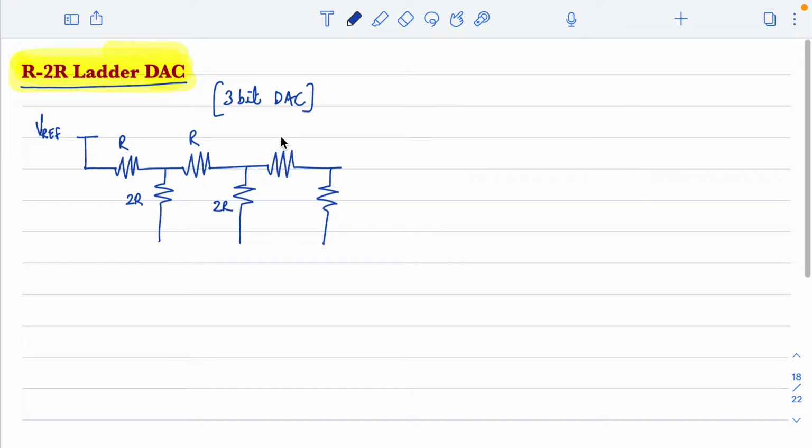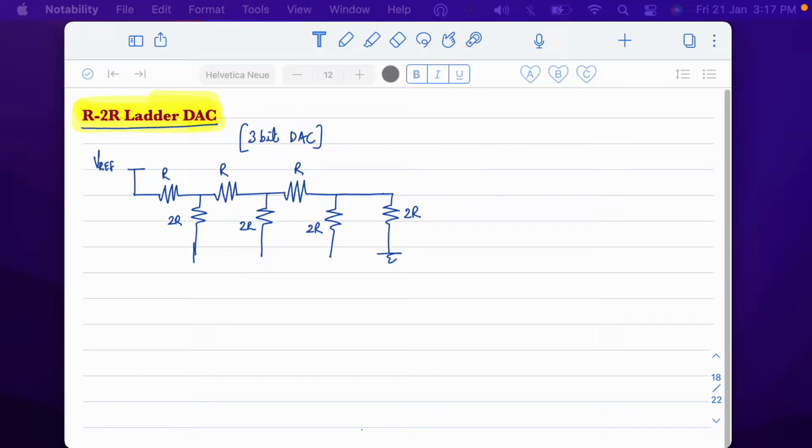Similarly, for an n-bit DAC, you will have n sets of this R and 2R in the form of this ladder, and this will be terminated with the help of another 2R resistance value. So the structure is like this.